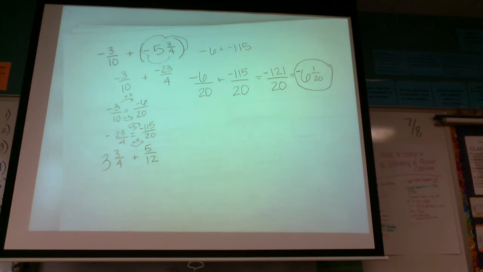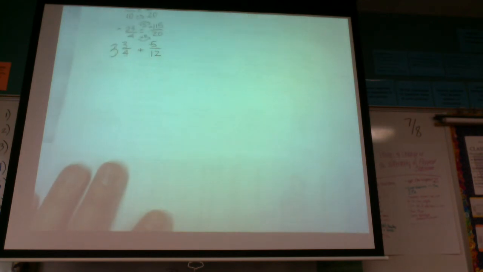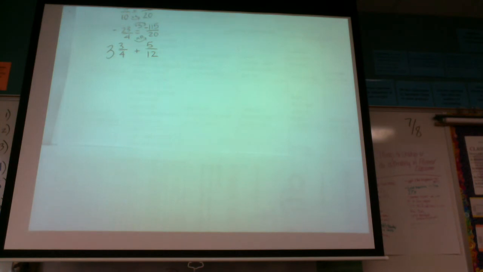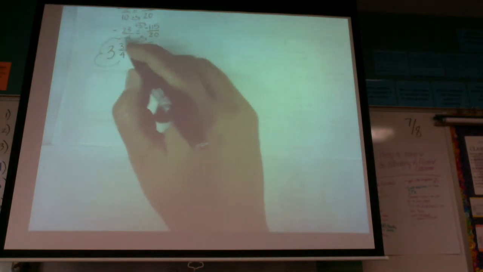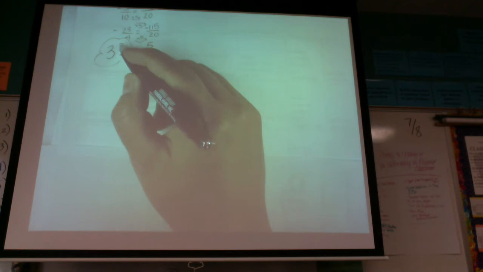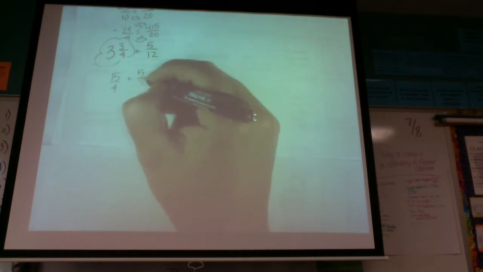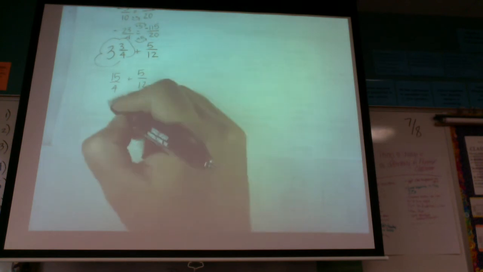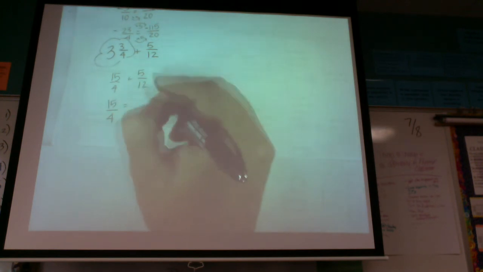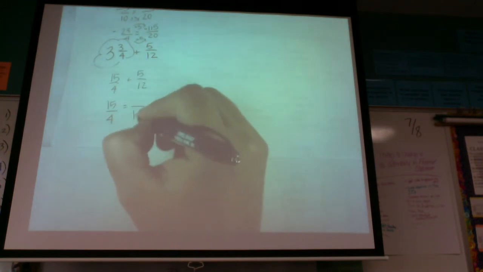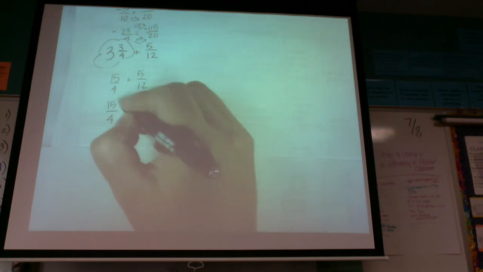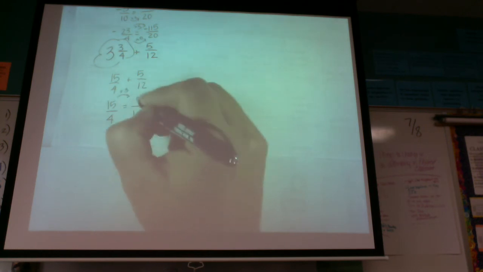All right, let's do another adding, and then we'll move on to some subtracting ones. 3 3/4 plus 5/12. Let's go ahead and popcorn that. 15/4 plus 5/12. Well, I know my common denominator can be 12ths, and so that second one can just stay the same. 4 times 3 is 12. 15 times 3 is 45.